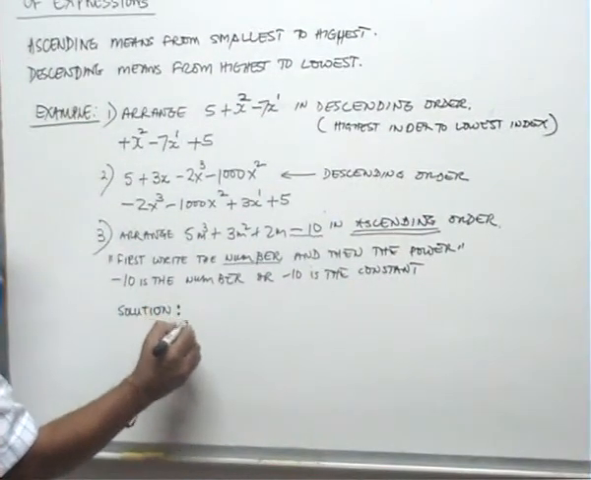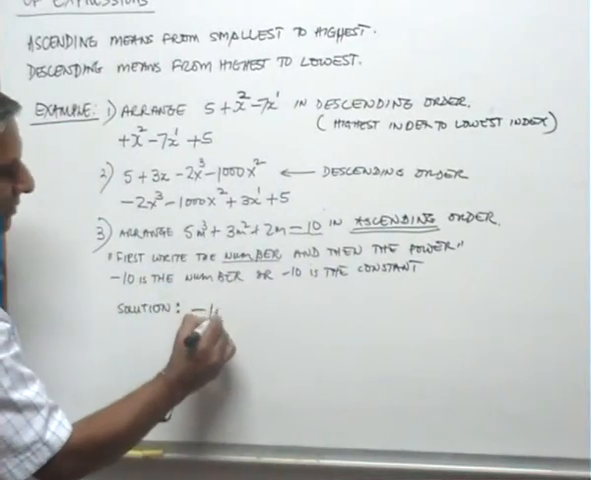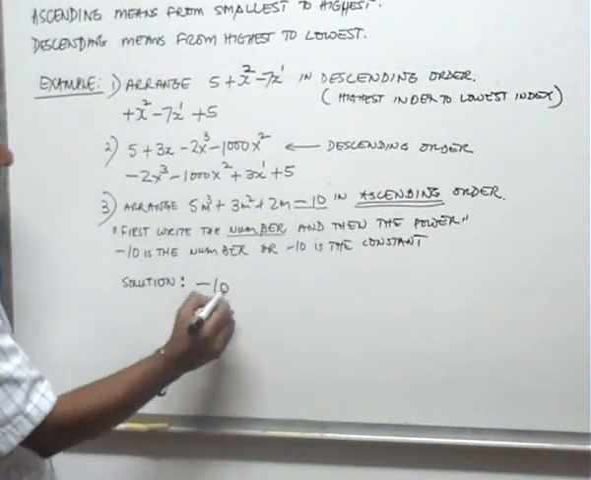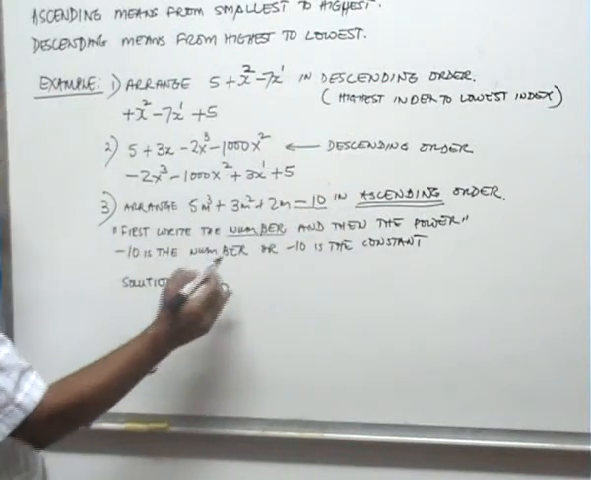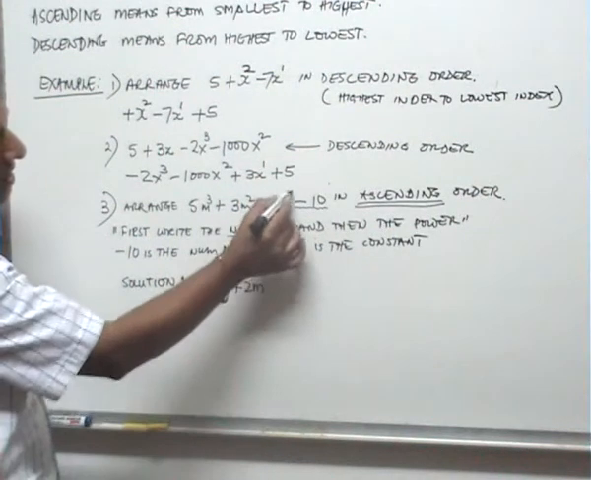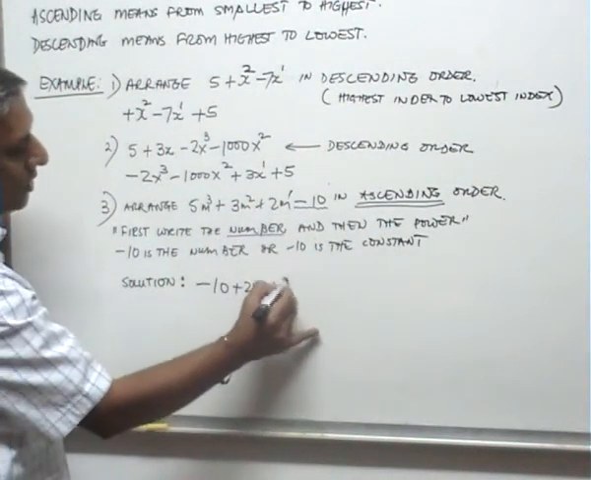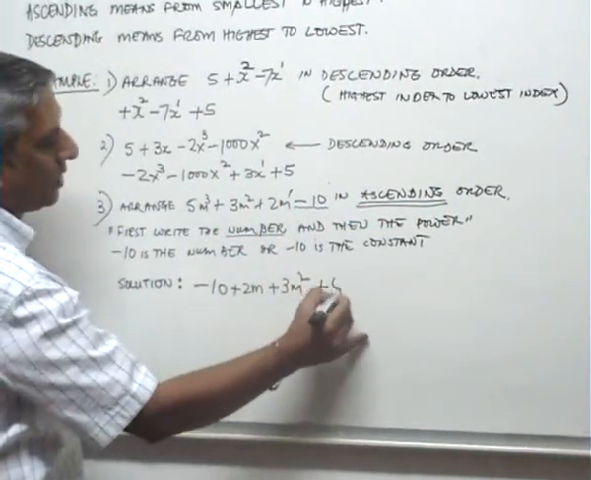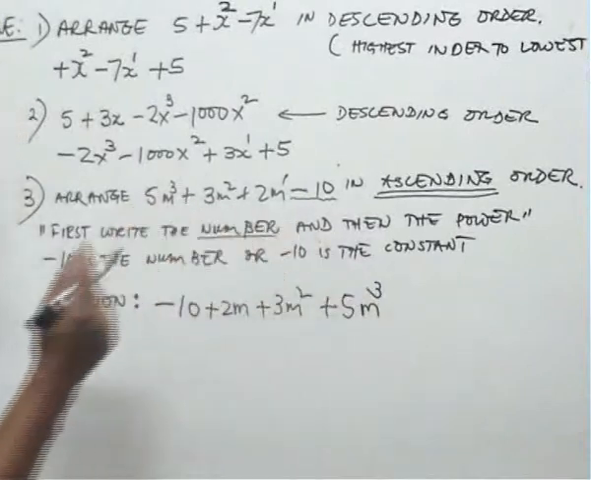Right. So first we're going to write down minus 10. So write the number down first. Then you follow with the lowest index and you move up. So what's the lowest index now? Plus 2m. You see the index here is 1. Then you follow with 3m squared. And then you follow with 5m cubed.